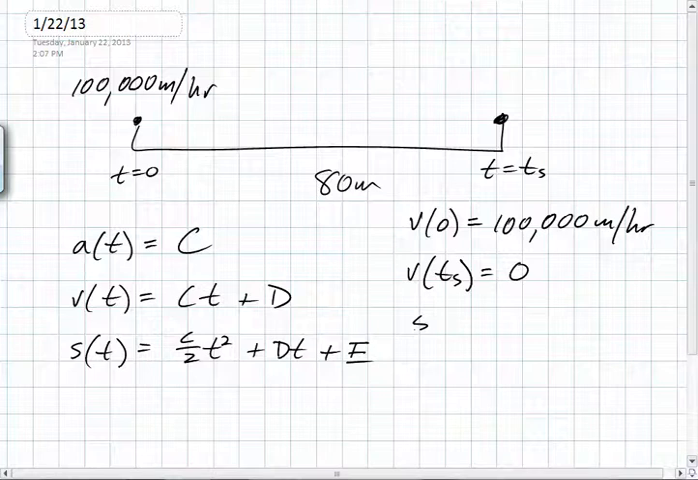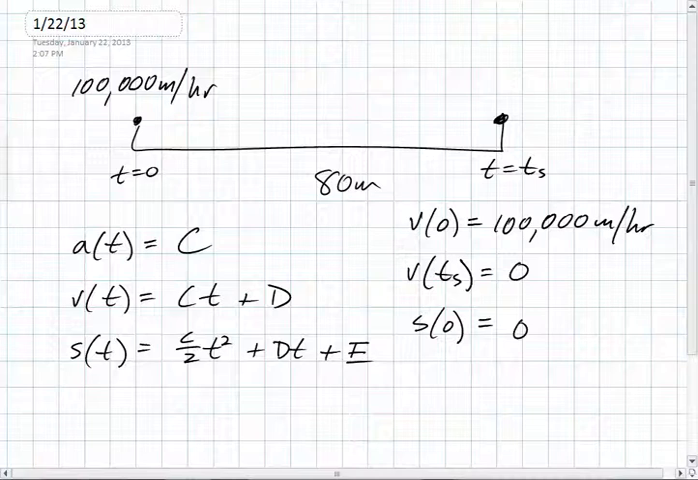What is the position at time 0? How far is it gone at time 0? 0. You can do this from a different perspective. You could say at time 0 it's at 80 and it goes down to there. It messes things up a little bit. You can do it that way. This perspective, I think, works the best. And then what is the position at time stop? 80. You now have enough information to generate simultaneous equations which you can use to solve for c.